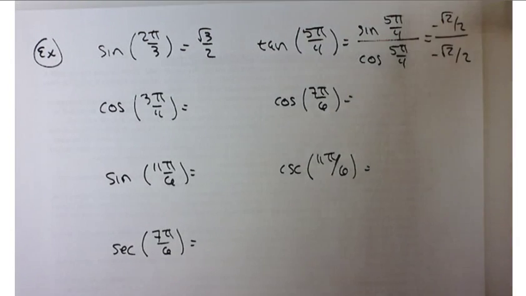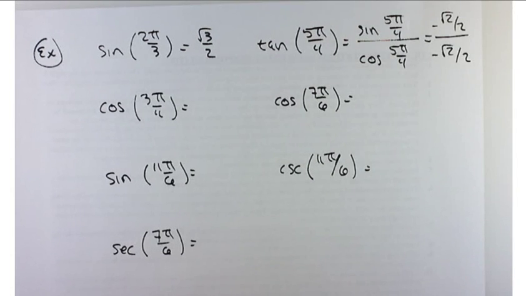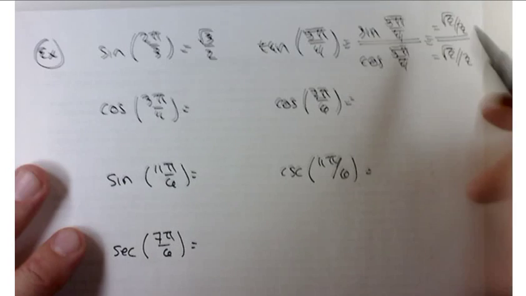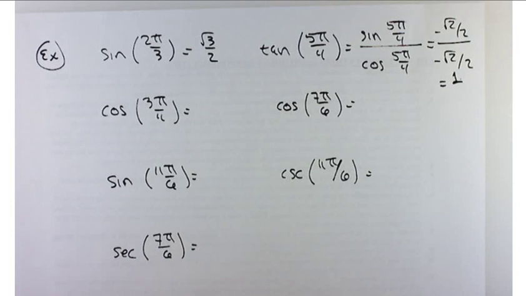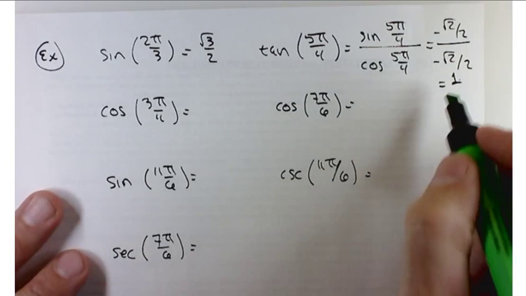When you divide these two, what do you get for a quotient? 1. Good. So our answer is 1. And it makes sense that it's a positive answer. We expected a positive answer.